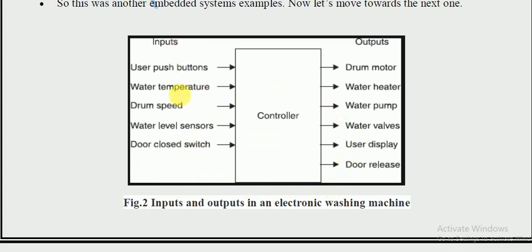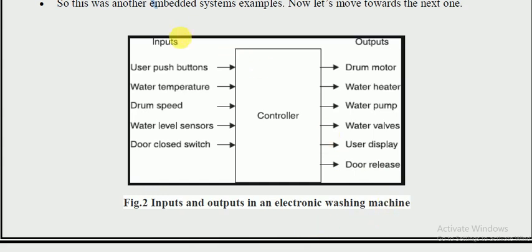Here the inputs are what? These are the user push button, water temperature, drum speed, water level sensor and door close switch. So these are the inputs for my washing machine, and these input functions are performed by the controller. With the help of this controller, the following outputs are there. These are the drum motor, water heater, water pump, water valves, user display, door releases, etc. So these are the input and output in an electronic washing machine.